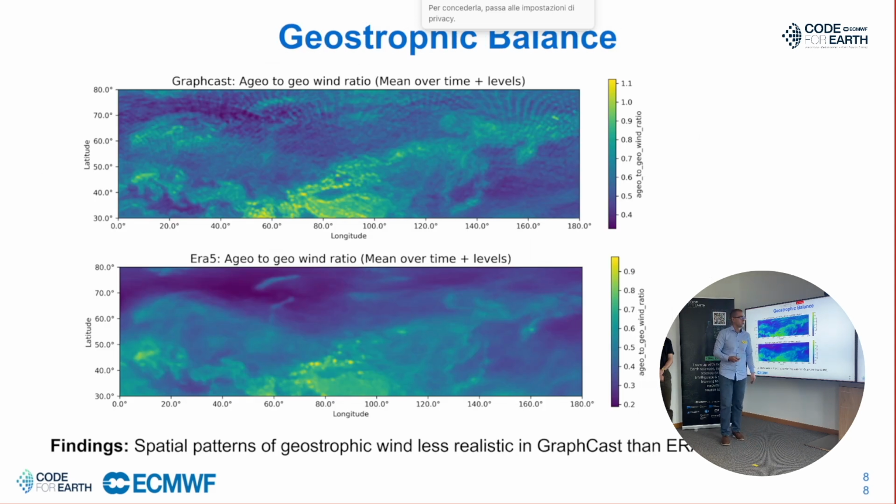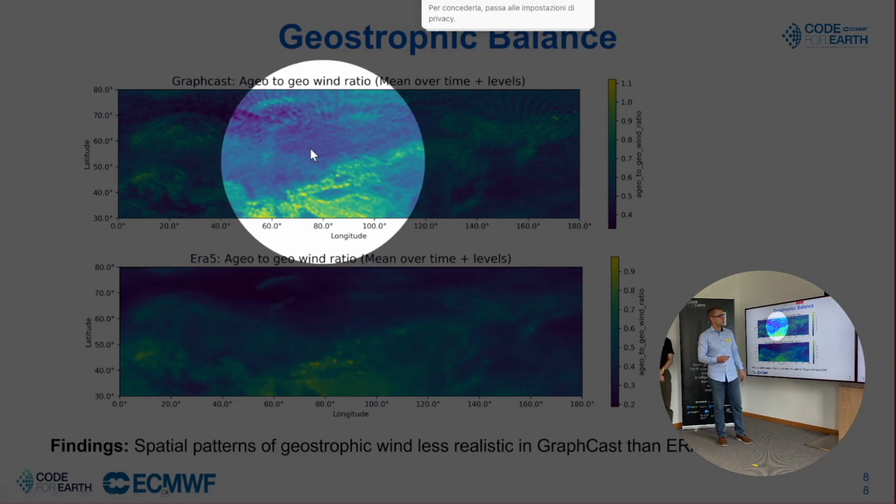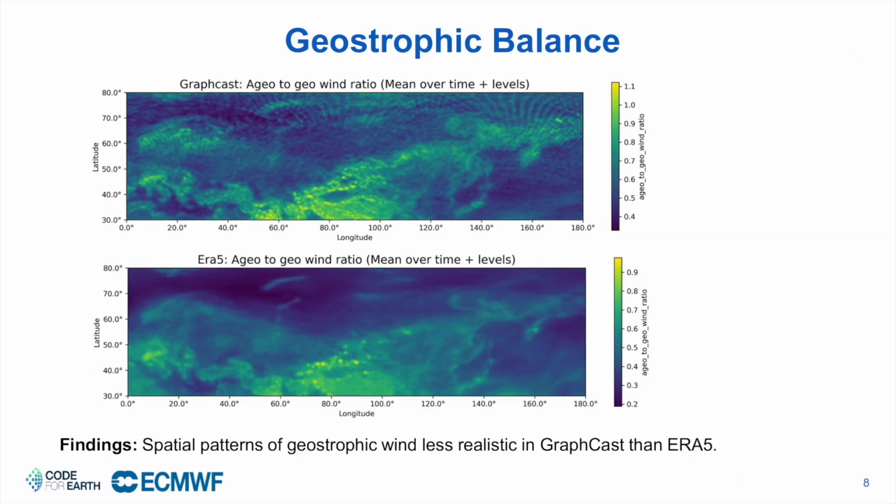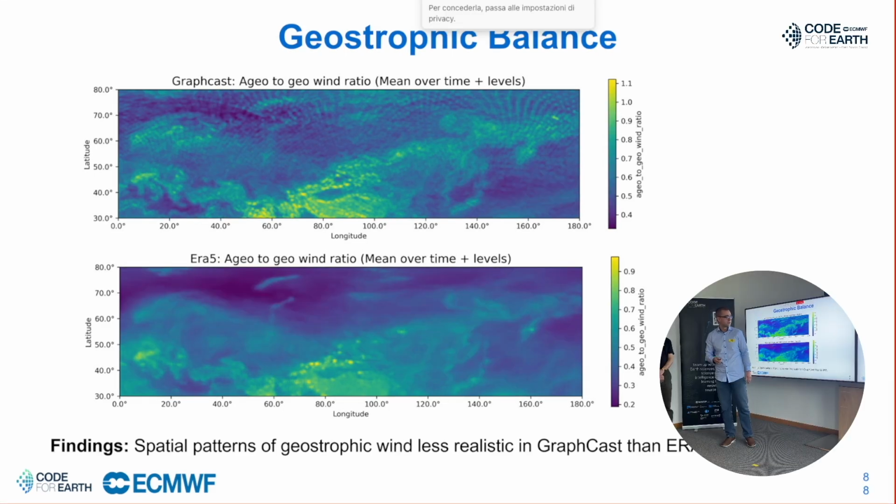Looking at the spatial patterns, we can see that some features are smoothed out, for example here and here, and also some spurious patterns appear, although these are probably caused by numerical errors, not the actual physics.